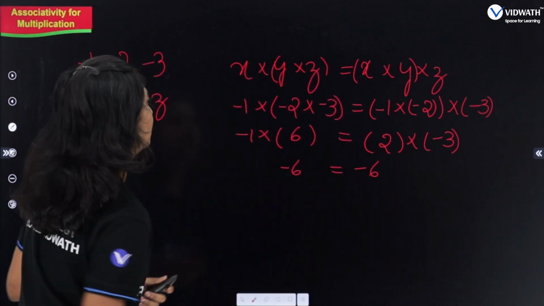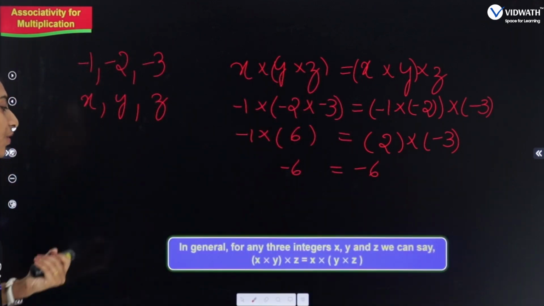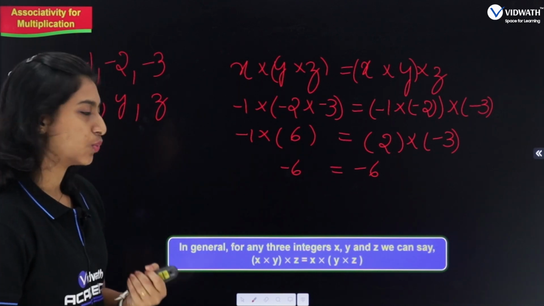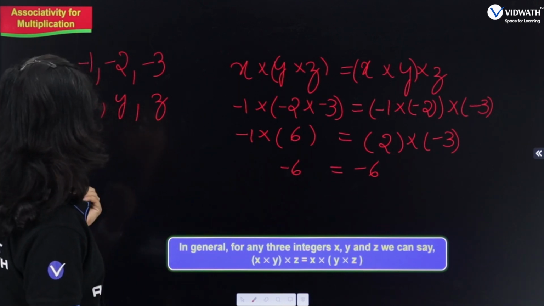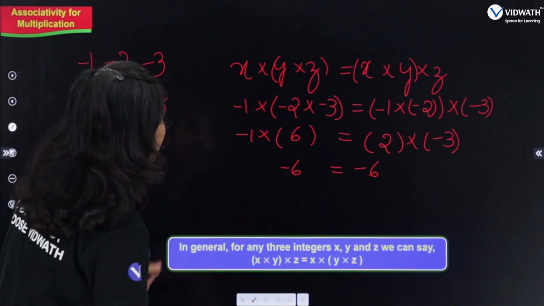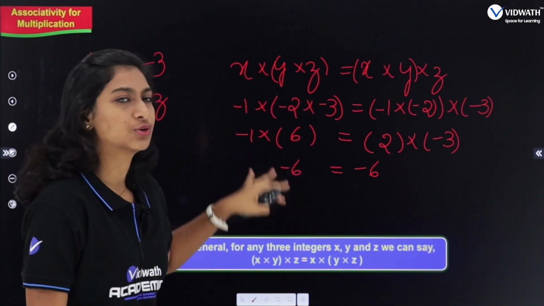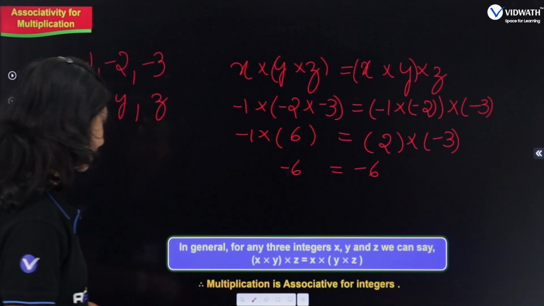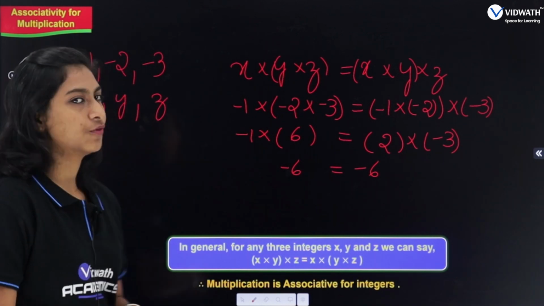So they are equal. So in general, I can say that for any three integers x, y and z, the associativity holds, and even if you change the group, the result will not change. Therefore, multiplication is associative for integers.